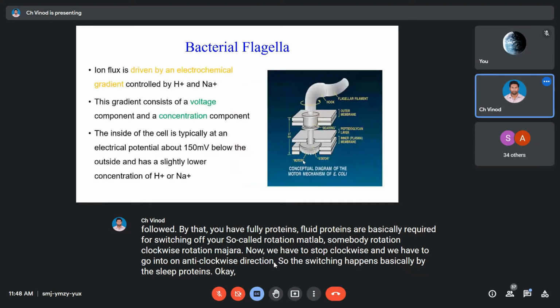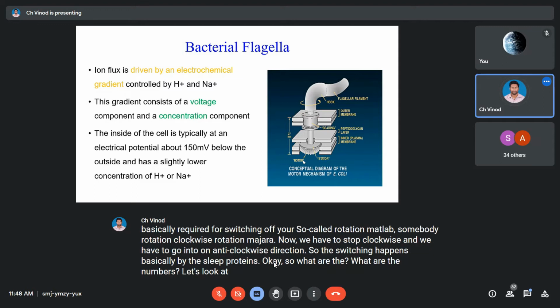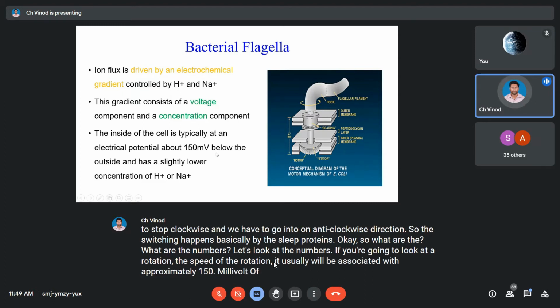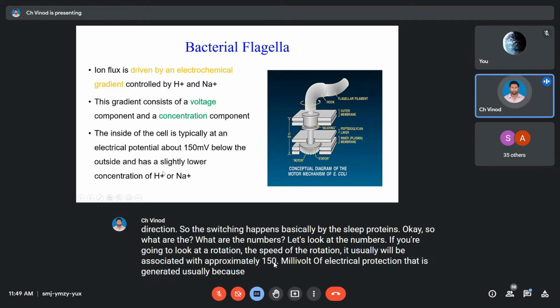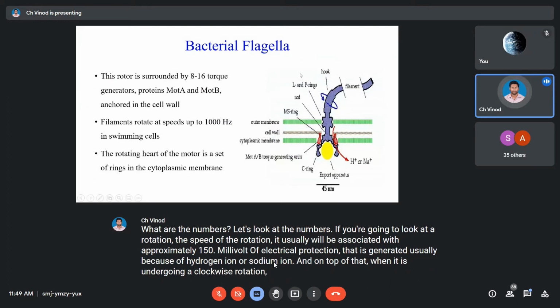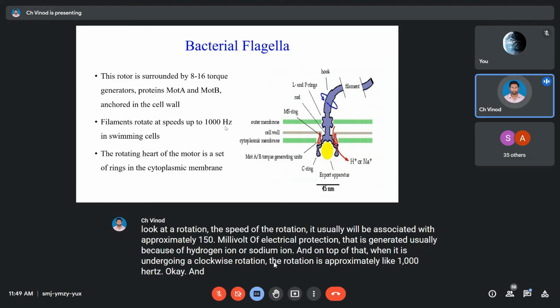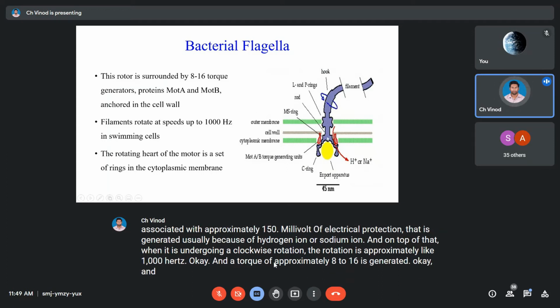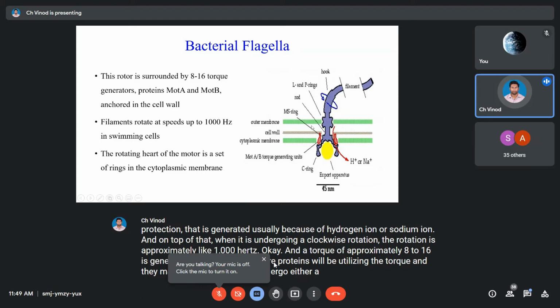Okay, so what are the numbers? Let's look at the numbers. If you're going to look at a rotation, the speed of the rotation will usually be associated with approximately 150 millivolt of electrical potential that is generated usually because of hydrogen ion or sodium ion. And on top of that, when it is undergoing a clockwise rotation, the rotation is approximately 1000 hertz. Okay, and a torque of approximately 8 to 16 is generated. And these mot proteins will be utilizing the torque, and they make this entire rotor undergo either a clockwise rotation or a counterclockwise rotation.